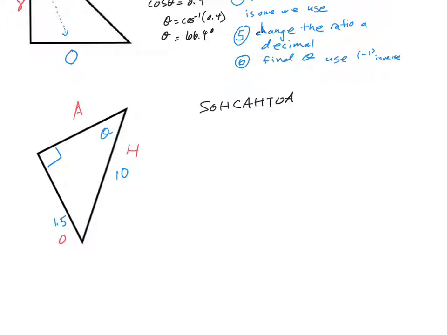Now that I've done that, I'm going to highlight the stuff that we have. We have H and we have O. Now we go back to our SOHCAHTOA and we pick the one that has H and O. So that's SOH. So now we start by writing the equation. Sine of theta is equal to O over H. We substitute our numbers in. So in this case, we have 1.5 over 10, which gives us sine of theta.